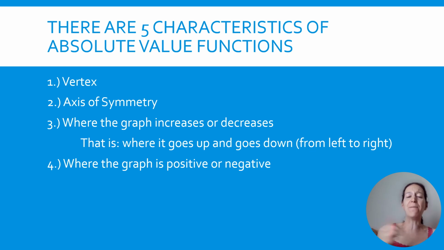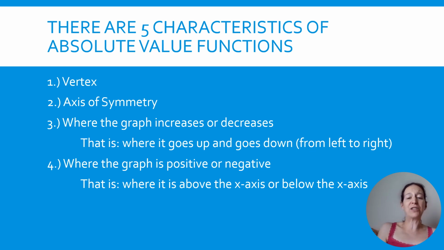So as we go through that, make sure that you're paying attention to the definitions. Positive and negative has to do with where the graph is above or below the x-axis. So one of them has to do with whether the graph is going up or going down, and the other has to do with whether it's above or below the x-axis. It could be above the x-axis but heading down, so that would mean it's positive, but it is decreasing. It could be below the x-axis but heading up, so that would make it negative but increasing.